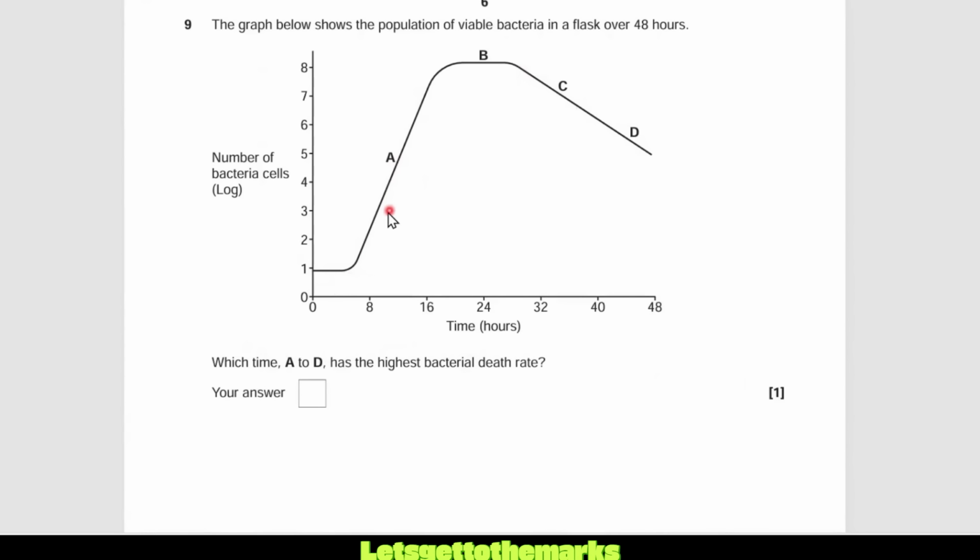There are bacteria dying here, even though their numbers are going up, but the birth rate is far exceeding the death rate. Here, the birth rate and death rate are equal, and the number of bacteria is maintaining. But this must have the highest birth rate and the highest death rate because the population is so high. So we're going to go B. So that has the highest bacterial death rate. Although here, of course, the birth rate is dropping due to lack of resources, etc. And we know it can't be C or D because their gradient is the same, so their death rate is potentially equal.